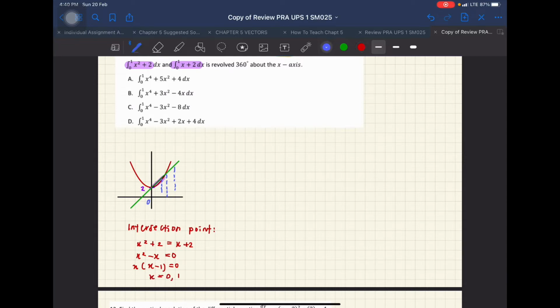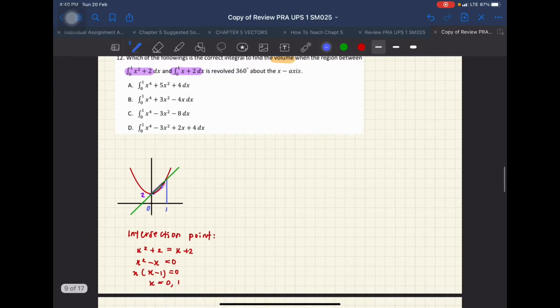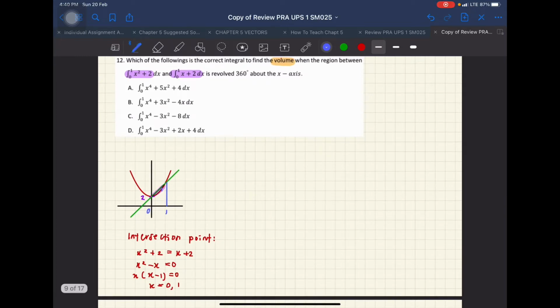Okay, so that means the 1 is indeed located at C. This is 1. Okay, so you don't need to find the y coordinate, the y value, because the question does not ask us to find the point. We just want to make sure where x equal to 1 is located. Okay, so from here we can find the volume.